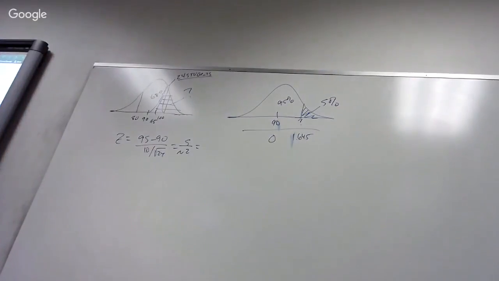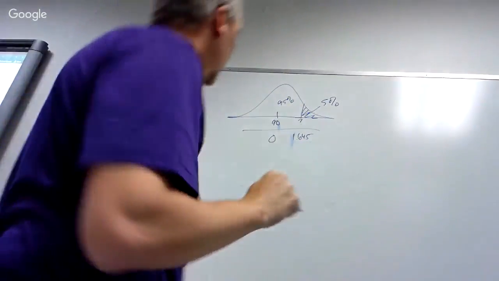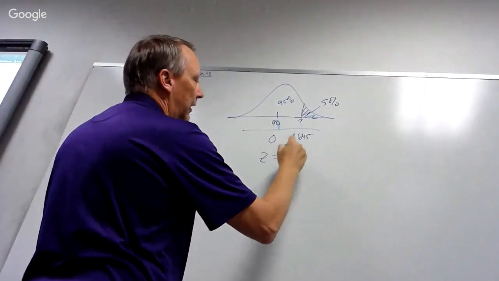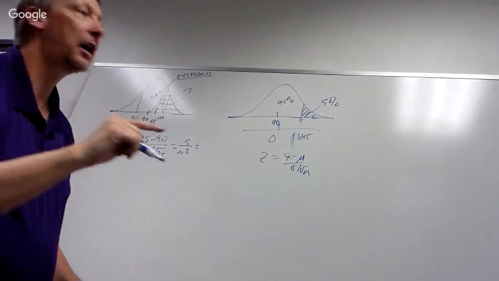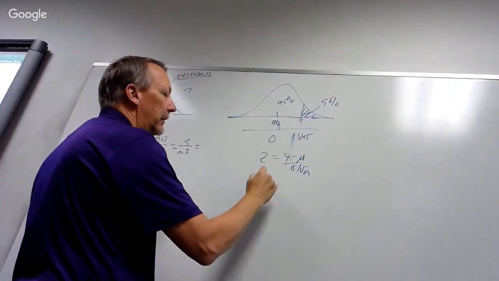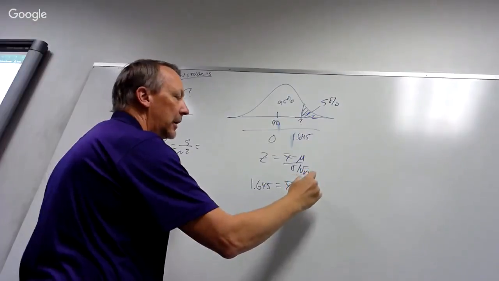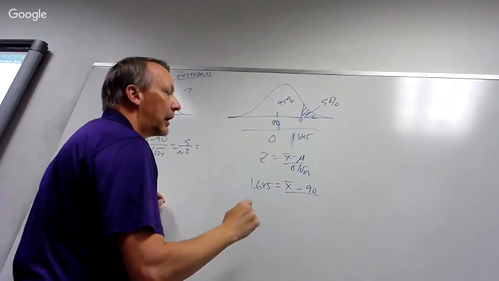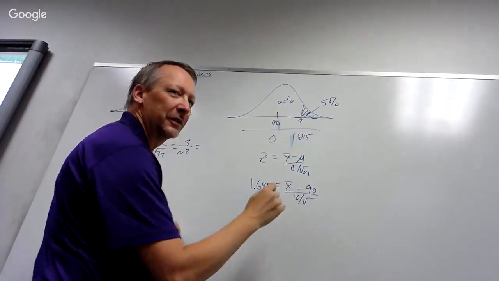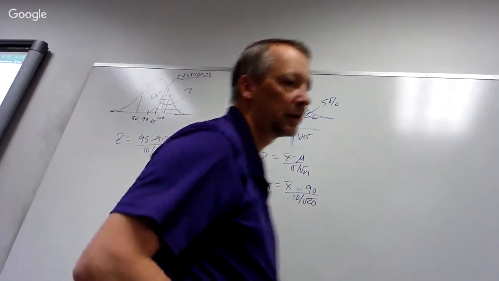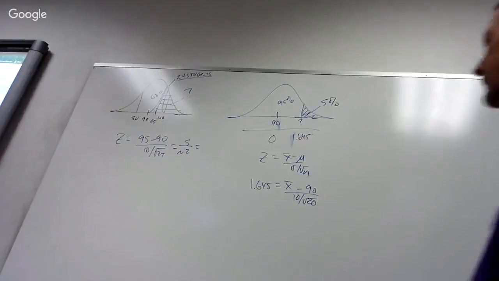You use the Z-score and you just do 1.645 equals. We use the same equation: x bar minus mu over sigma over the square root of n. So 1.645 equals x bar minus 90 over the standard deviation of 10 over the square root of 20. Wasn't it 20? I think it was 20. It was 20 second grade students, right?